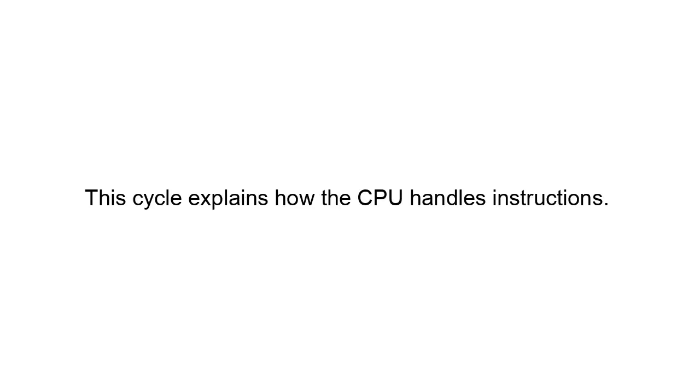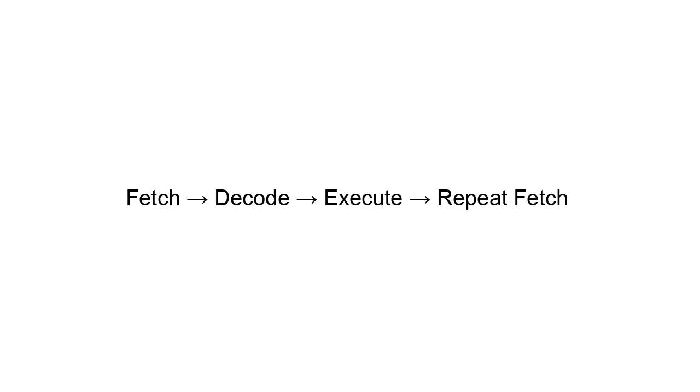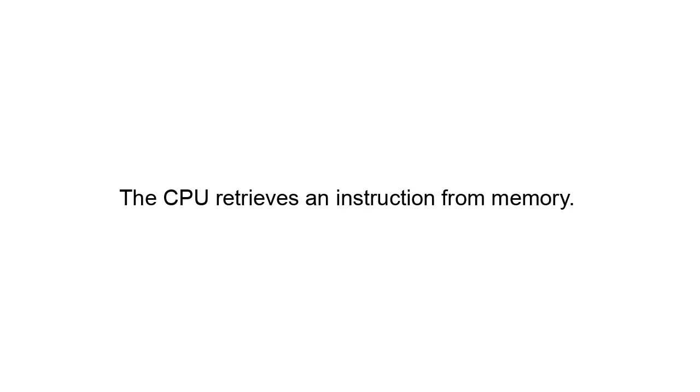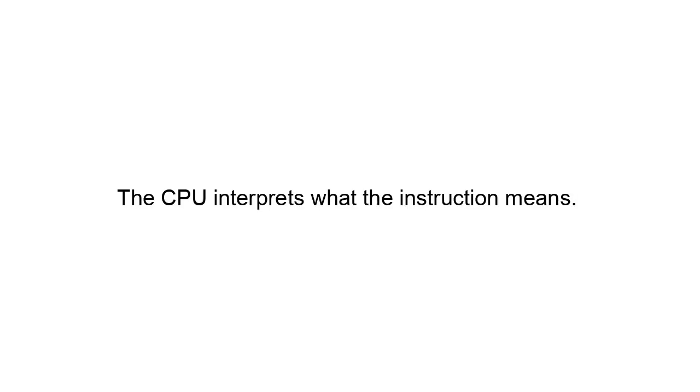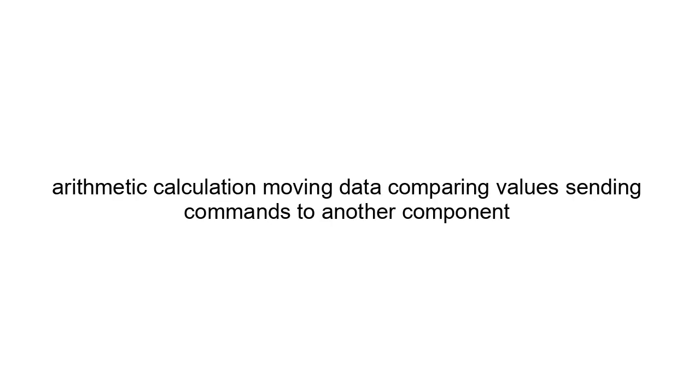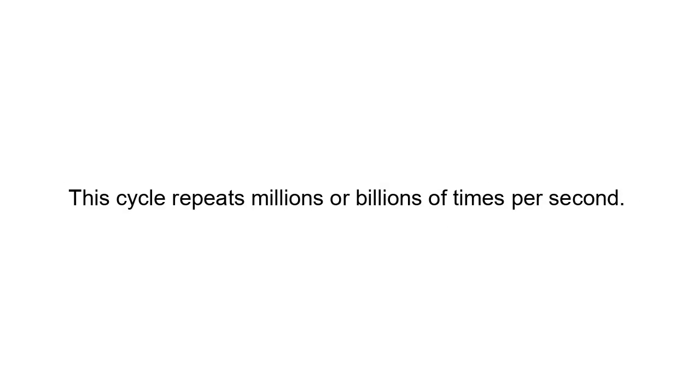Fetch-decode-execute cycle. This cycle explains how the CPU handles instructions. Example concept: fetch means decode, means execute, means repeat. Fetch: the CPU retrieves an instruction from memory. Decode: the CPU interprets what the instruction means. Execute: the CPU performs the required action. Examples include arithmetic calculation, moving data, comparing values, and sending commands to another component. This cycle repeats millions or billions of times per second.